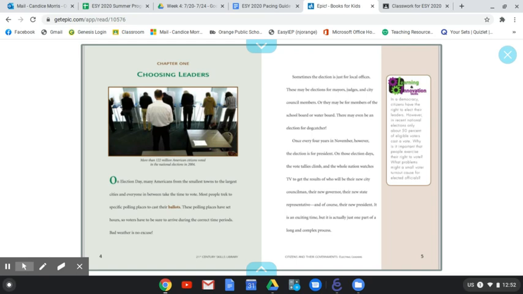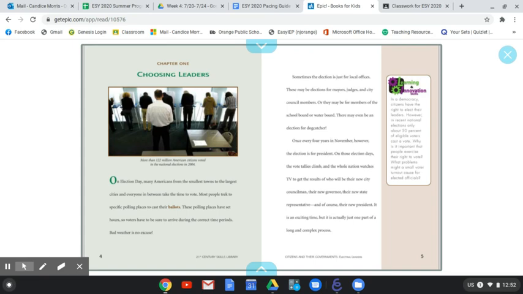Page 5. Sometimes the election is just for local offices. These may be for elections for mayors, judges, and city council members. Or they may be for the members of the school board or water board. They may even be an election for the dog catcher. Once every 4 years in November, however, the election is for president. On those election days, the vote tallies climb and the whole nation watches TV to get the results of who will be their new city councilman, their new governor, their new state representative, and of course, their new president. It is an exciting time, but is actually just one part of a long and complex process.